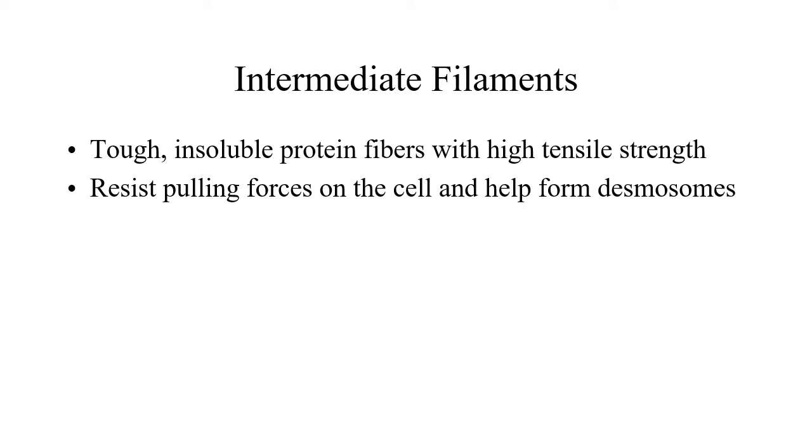And then we have our intermediate filaments. And so intermediate filaments are the ones that are going to essentially keep cells from getting stretched out. They have a high tensile strength to them. And so when we have cells that have intermediate filaments in them, it allows for them to essentially be pulled on, twisted on, things like that, and the cells themselves aren't going to become damaged from it.